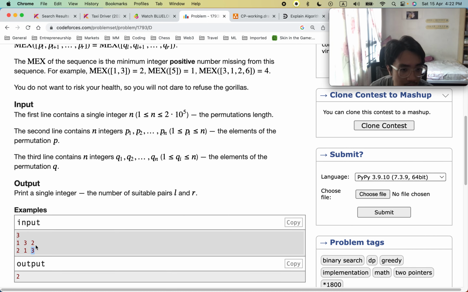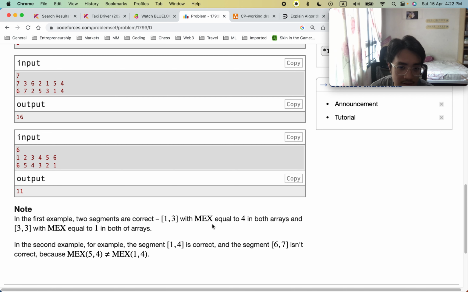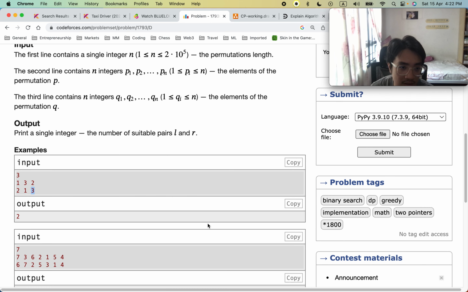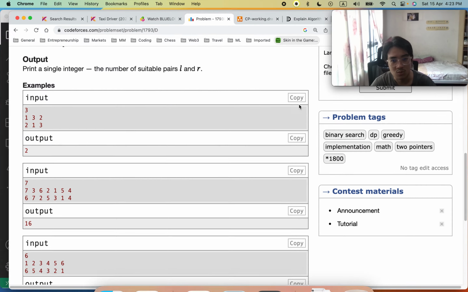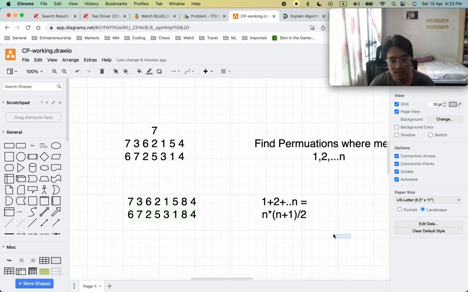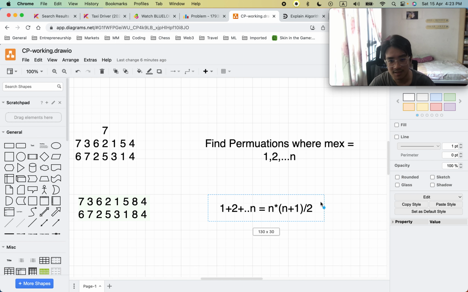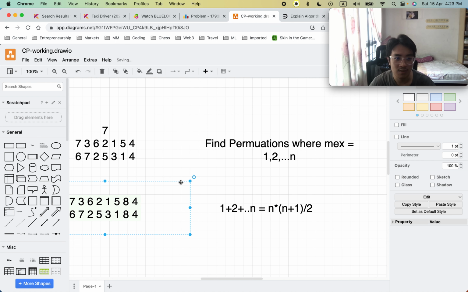So where's the third permutation that works for this? Let me see. 1 3 3 3 equals 4. Oh, the answer is 2. Okay, yeah, so we were correct. So to do this question, I tried to create some examples here, but I find this tool does not work that well.